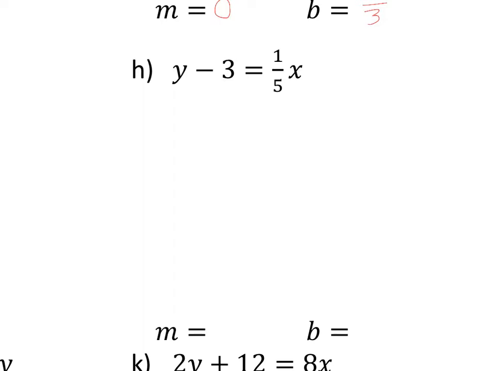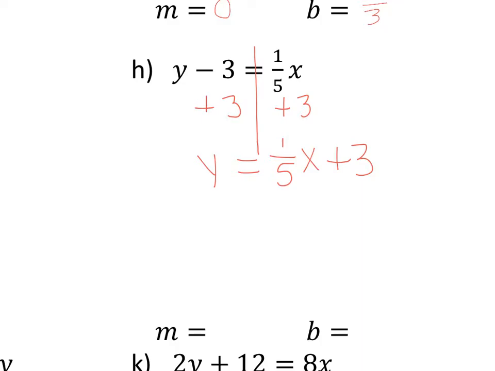Letter H, y minus 3 equals 1/5 x. This right away I can tell is not in slope-intercept form. We don't have y by itself, and in order to be in slope-intercept form, y must be alone. So let's go ahead and draw our line through our equal sign. Let's add 3 to both sides. So we have y equals 1/5 x plus 3. I can't add them because they aren't like terms.